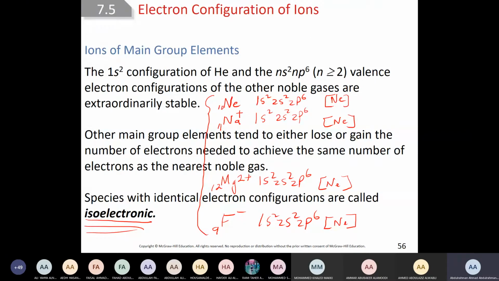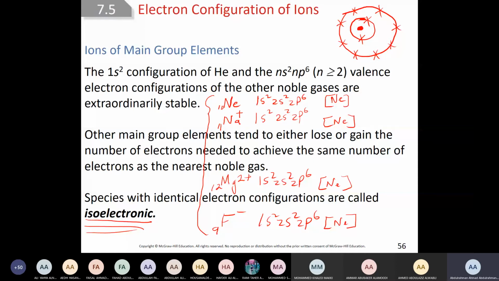Before you answer, think this way. From outside, they have the same structure, right? All of them have 2 core electrons. This is the nucleus, and you have 2 core electrons. And how many valence electrons for all of them? 8. There are 2 core and 8 valence: 1, 2, 3, 4, 5, 6, 7, and 8. That's the shape for all of them. But there are different elements and ions, right?